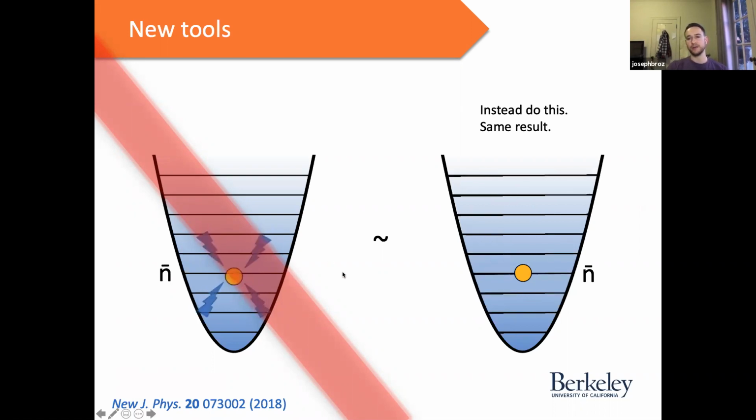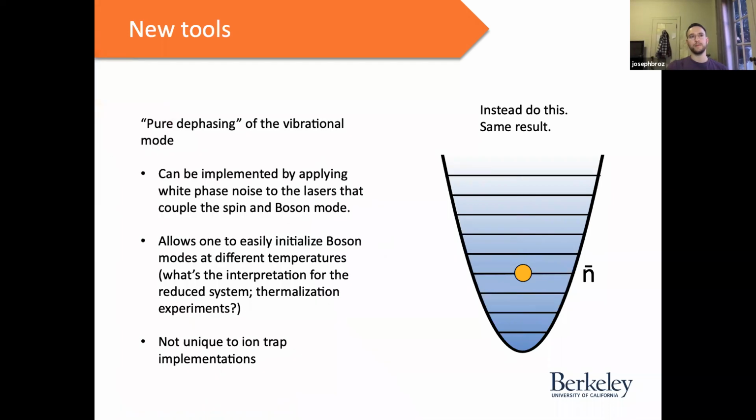So we don't need new lasers. All we need to do is add white phase noise onto the RF that we use to modulate our lasers. So it's something that we can do extremely easily and get these same results. So yeah, I mentioned that it can be applied with the white phase noise.